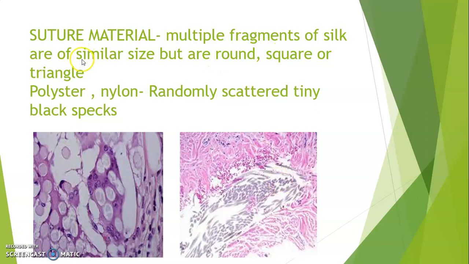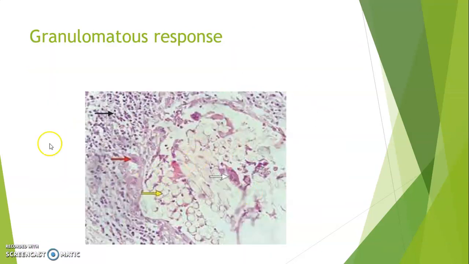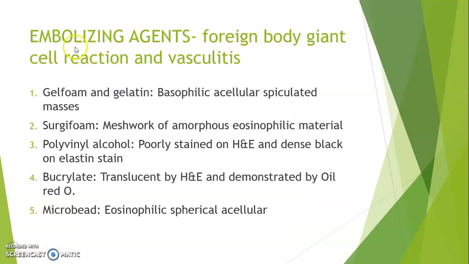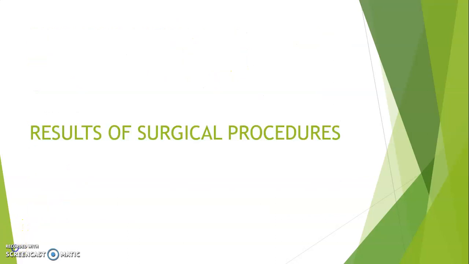Multiple fragments of silk are of similar size, but they are round, square or triangle. Polyester and nylon are seen as randomly scattered tiny black specks. These are also cotton fiber, suture material showing foreign body giant cell reaction. The embolizing agents that are used in procedures will also lead to foreign body giant cell reaction and vasculitis.